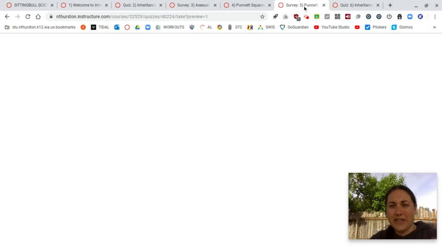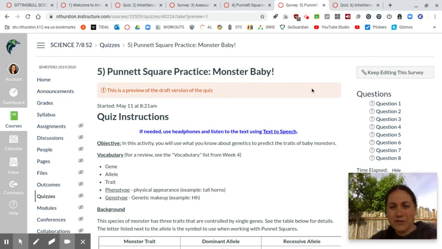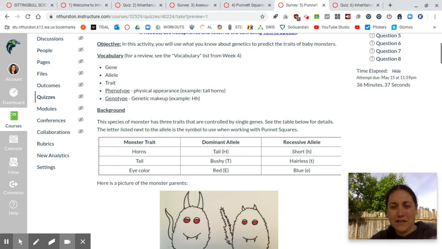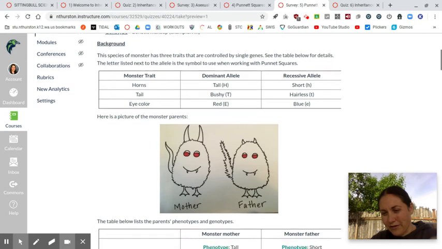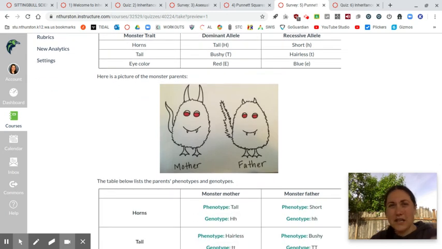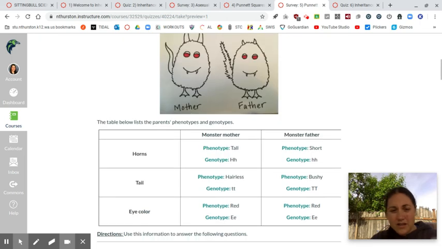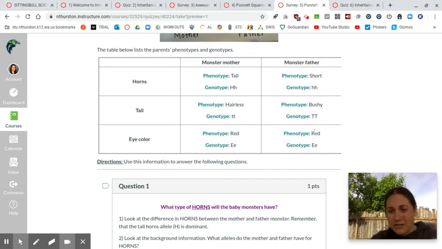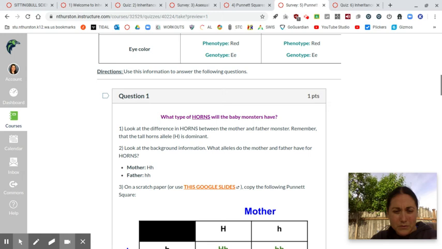And we move on to 5. Now 5 is where you are actually making a monster baby. So this is your Punnett square practice. Do not freak out. If you cannot do this, you can send me an email. We can reach out. There's a lot of opportunities. This is open for you to practice as many times as you want. You're getting feedback on what's correct or not.